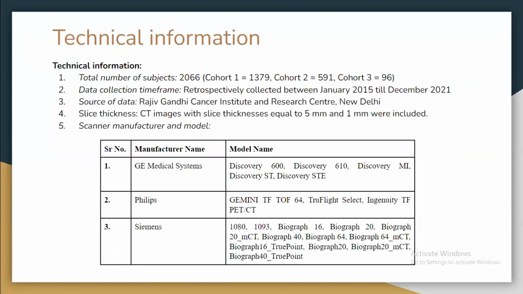Then we collected data from these patients from 2015 to 2021. Our clinical collaborator got this data, and we collected the CT scans from these patients. Since the CT scans were done by different companies' scanners, one was GE Medical System, second is Philips, and Siemens. These are the image files we got of these cancer patients.